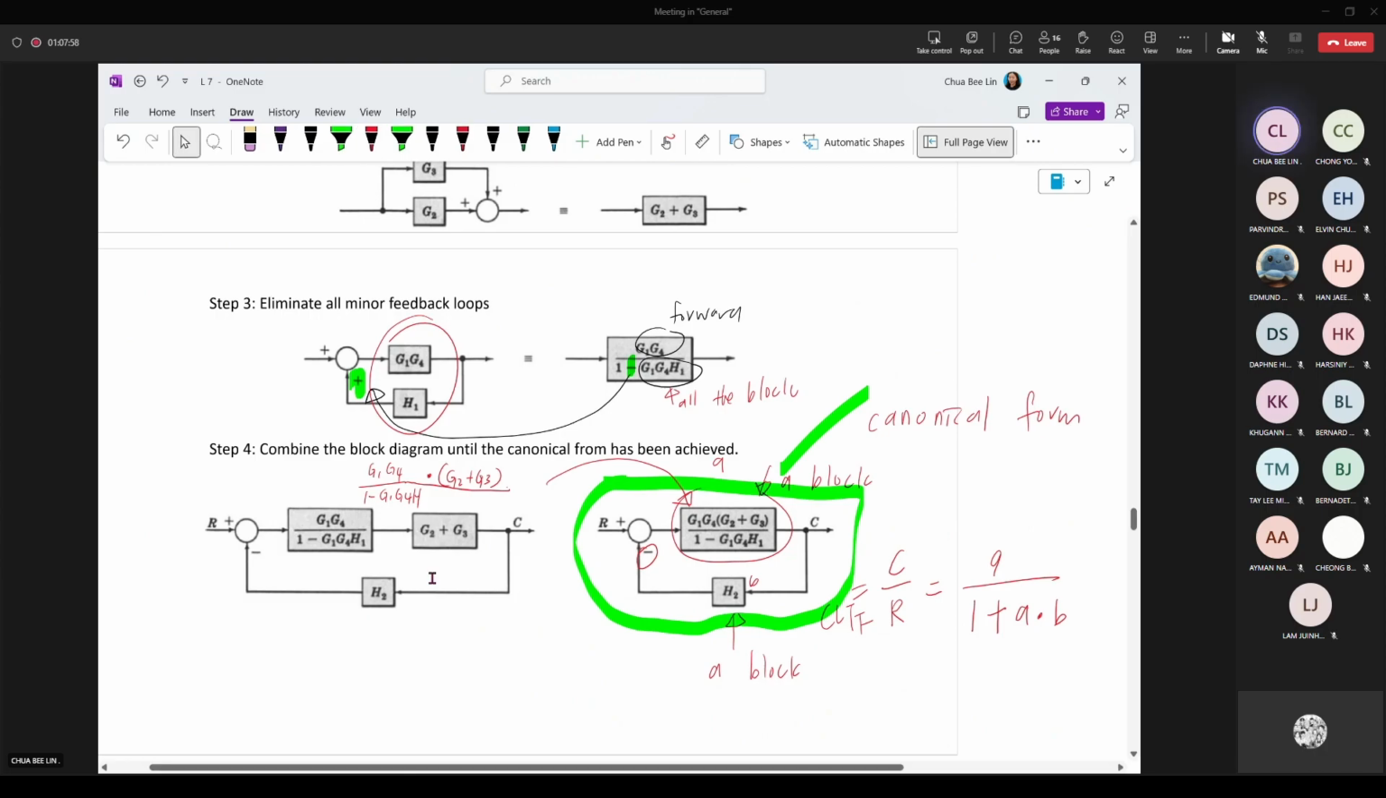Okay, finally, this one you don't need to simplify into closed loop transfer function because they ask for canonical form. So canonical form means finally you'll be having one block on the top and one block at the bottom. So this is canonical form.